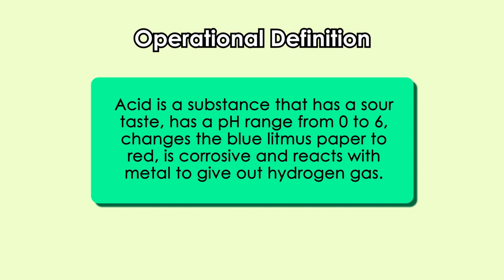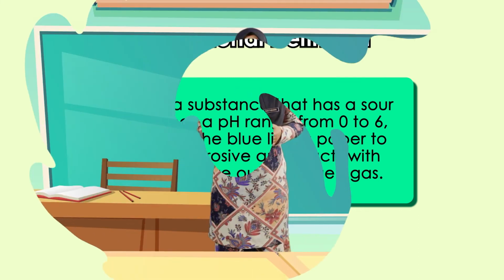The operational definition of acid is that it tastes sour, it has a pH range from 0 to 6, it changes the blue litmus paper to red, it is corrosive in high concentration, and it reacts with metal to give out hydrogen gas. Now, pupils, please give a try to make the operational definition of alkali.